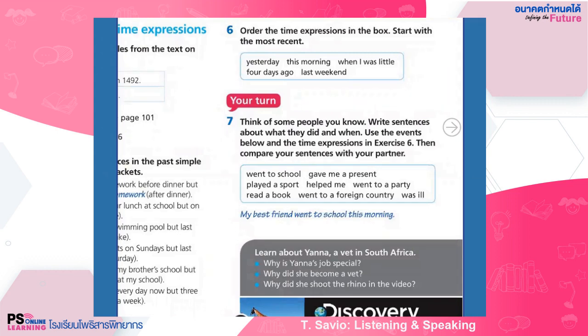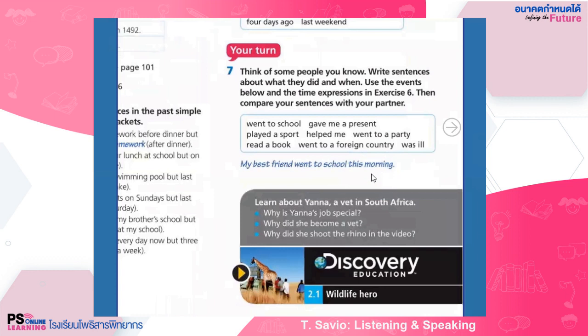Now let's watch a movie. Learn about Jana, a vet in South Africa. Why is Jana's job special? Why did she become a vet? Why did she shoot the rhino in the video?